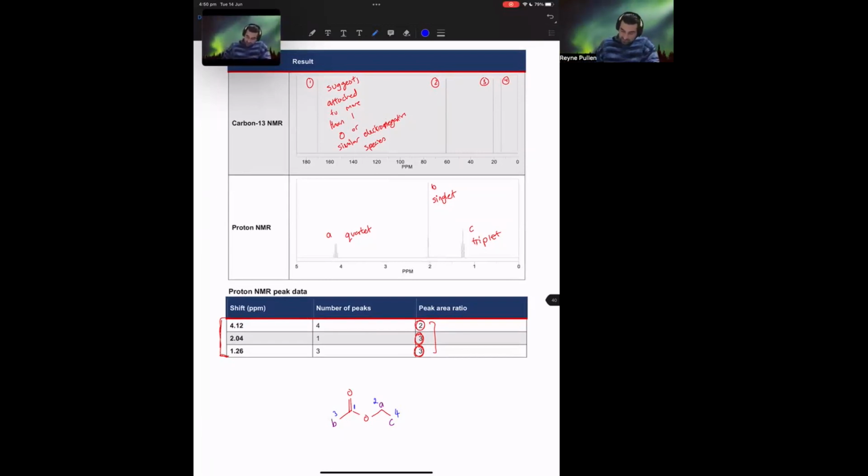Finally, if we're going to name this, we would name this ethyl acetate. I think also that if you did the IUPAC name, it might be slightly different, but ethyl acetate is the commonly accepted name for this particular compound.